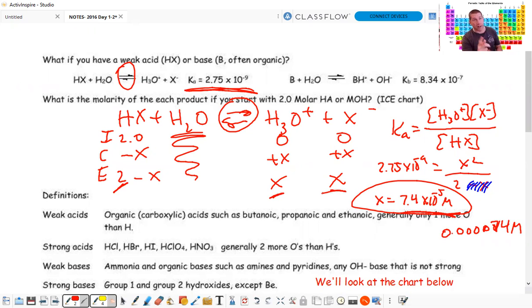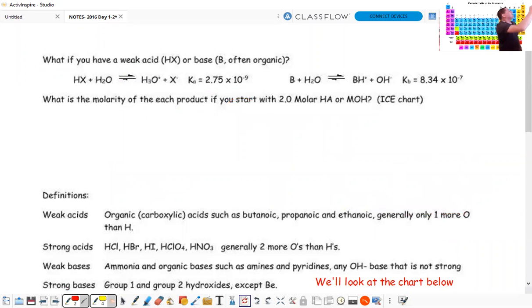If this was a strong acid, it would 100% ionize. So the minus X and X would be 2. So this would be 2 and that would be 2 like we saw before. But the fact that it's weak and it's equilibrium, we have to do what we just had a test on. So hit pause and try the base. And the base.